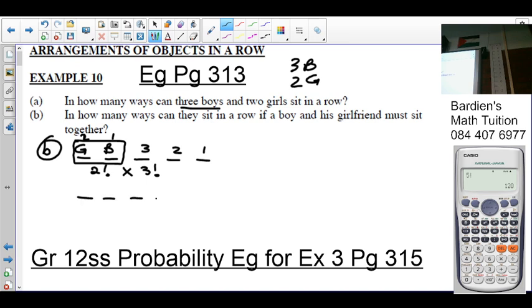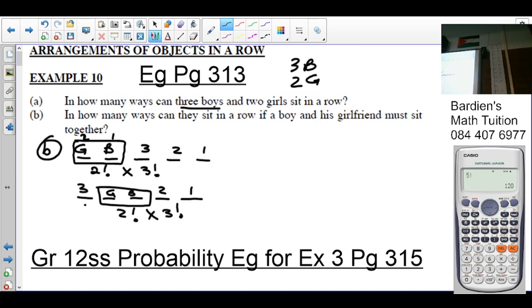Otherwise, it's 1, 2, 3, 4, 5. If the girlfriend and the boyfriend are sitting there together, how many options do I have for this placing? The girl and the boy are sitting together, so let's sort them out first. The girl, boy. So how many combinations are here? 2 factorial. Then how many options do I have in the first seat then? 3. Then 2. So it's times 3 factorial. Can you see that?